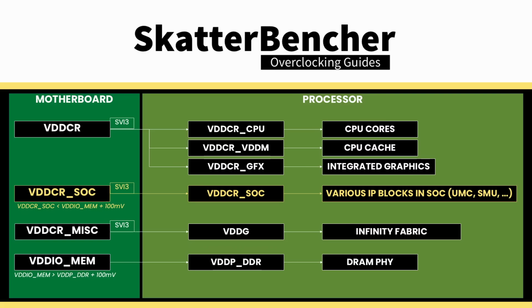The VDDCR SoC voltage rail provides the external power for multiple internal voltage regulators on the SoC for various IP blocks, including the memory controller. The VDD-IO mem voltage is related as it provides the external power for the VDD-P DDR5 bus signaling.